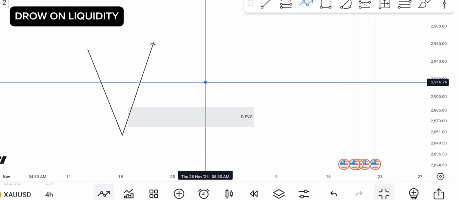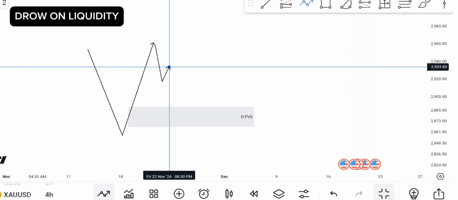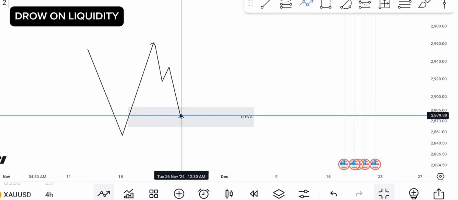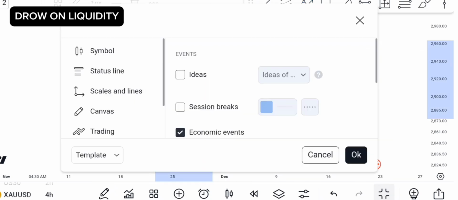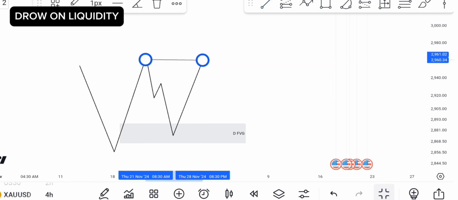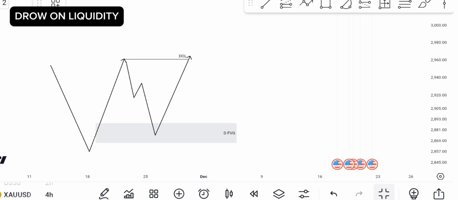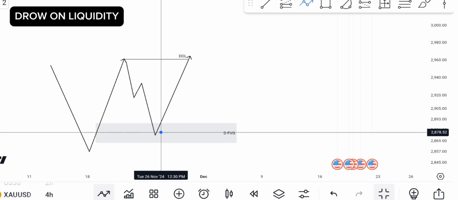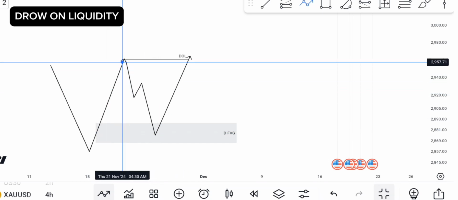So what is the draw on liquidity? If price falls down to this daily fair value gap, price taps and respects this daily fair value gap, and price will move to the upside, and this swing will be your draw on liquidity. After price reaches a daily or weekly fair value gap, if price starts rejecting from this fair value gap, price returns to this swing high. This will be your draw on liquidity point.